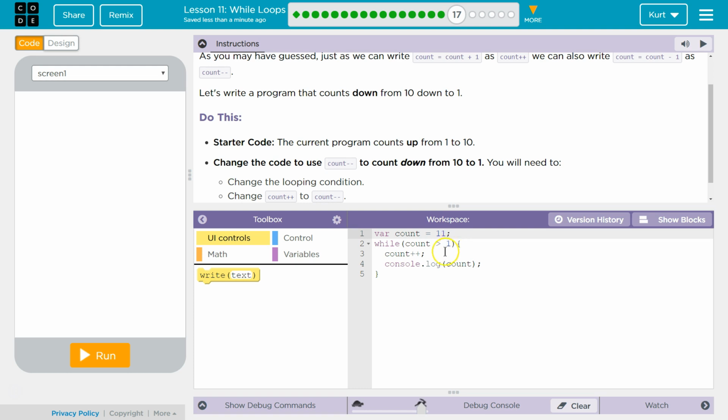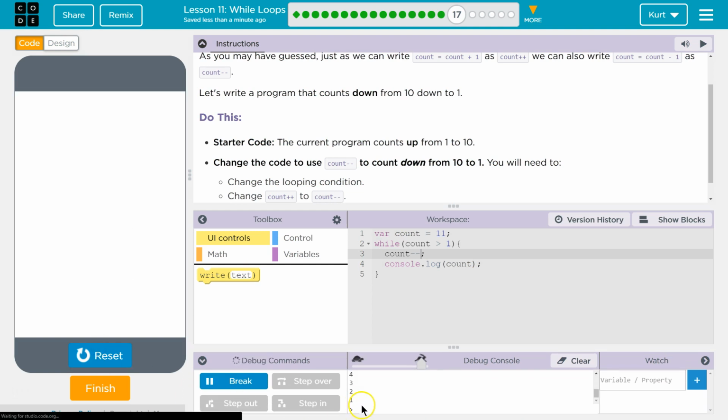If we want to count 10 times... Oh, and I subtract, because that means once count is one, it will stop, so I should start at 11. Ta-da! Awesome. Let's keep going.